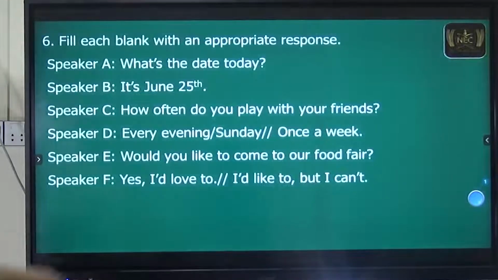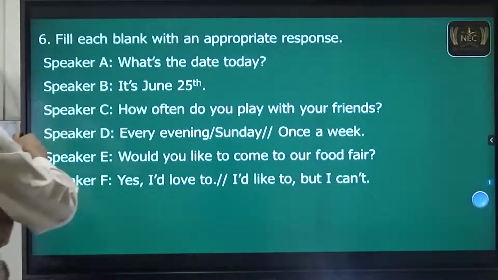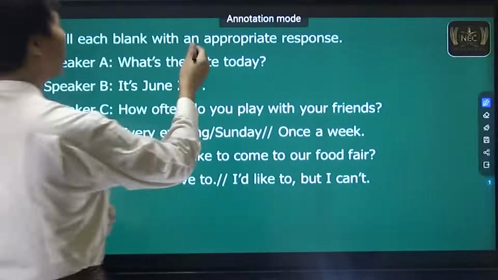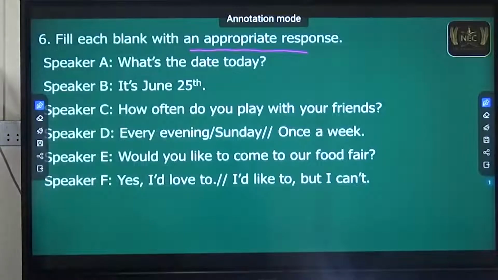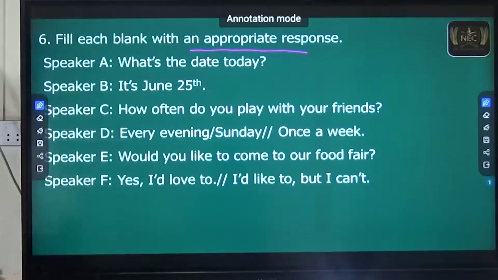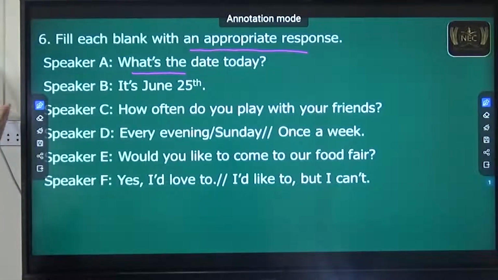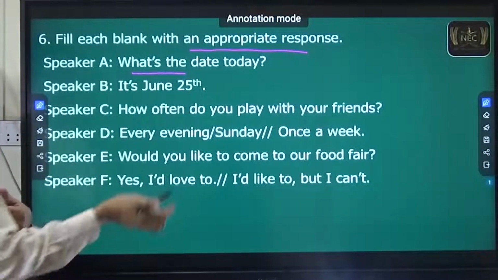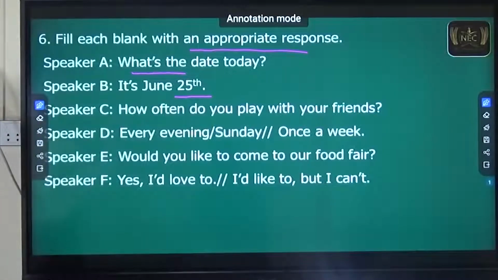Fill each blank with an appropriate response. What's the date today? It's June 25th. It's June 25th.